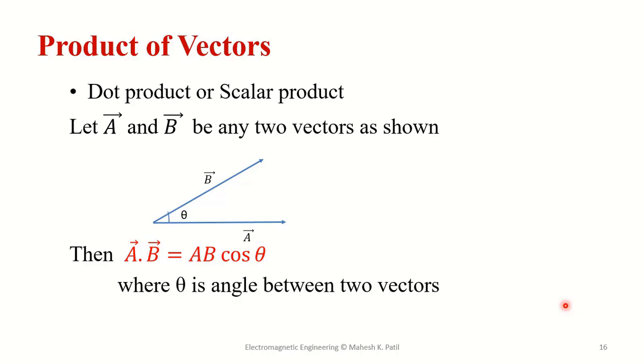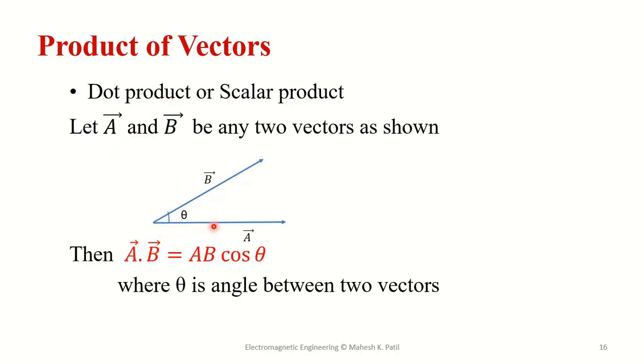Product of vectors. Vectors can be multiplied. Multiplication of vectors can be done in two ways. The first is the dot product, also called the scalar product, and the second method is the vector product, also called the cross product. So we will see the dot product first.